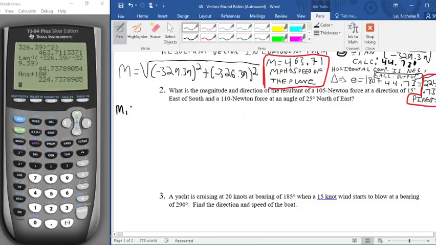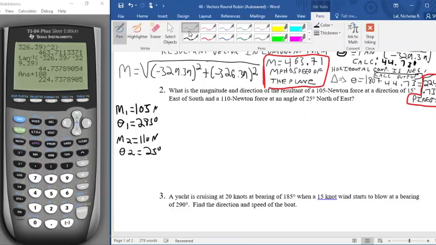Magnitude 1 is going to be equal to 105, and theta 1 is going to be equal to 15 degrees east of south. That's going to be 270 plus 15, which is going to be 285. Magnitude 2 is going to be equal to 110. Remember these units are newtons. And theta 2 is going to be equal to 25 degrees north of east, so it's going to be 25 degrees.